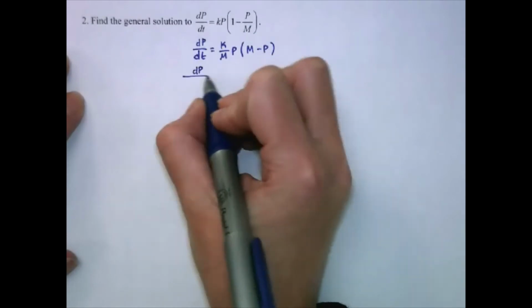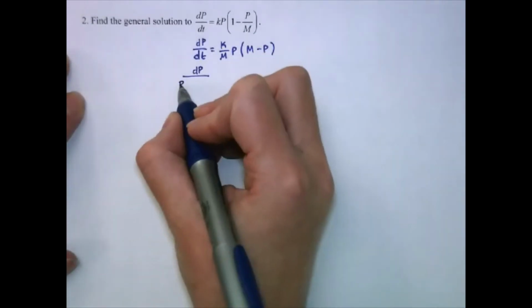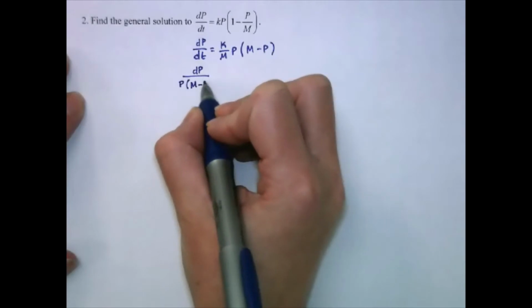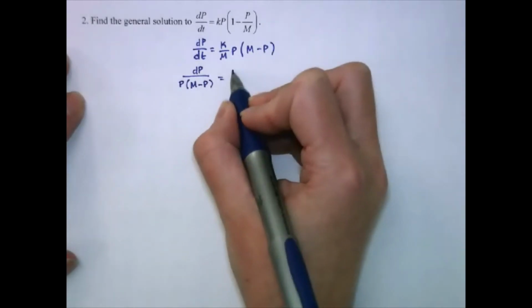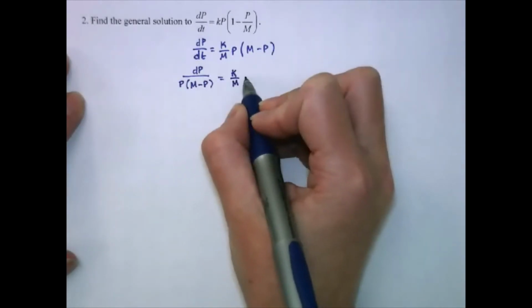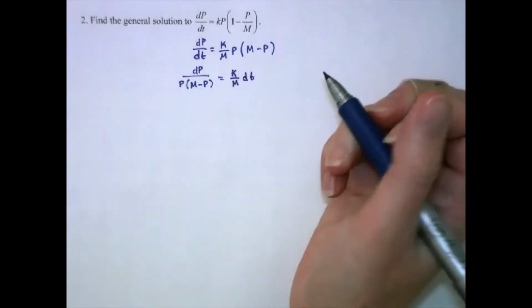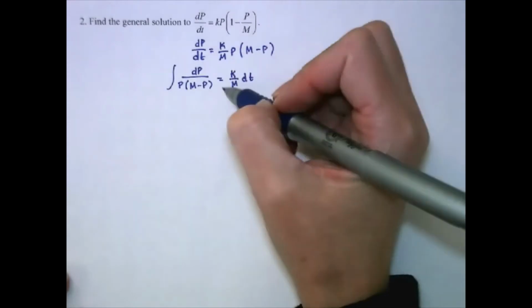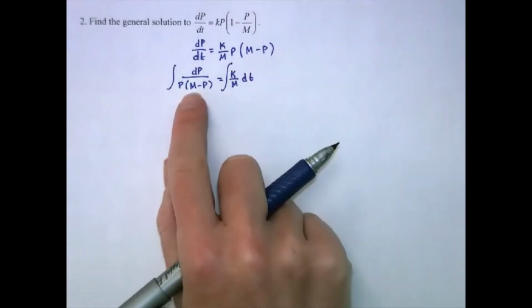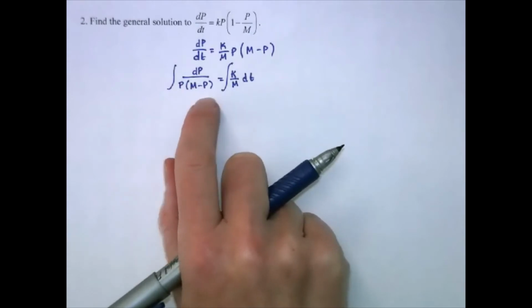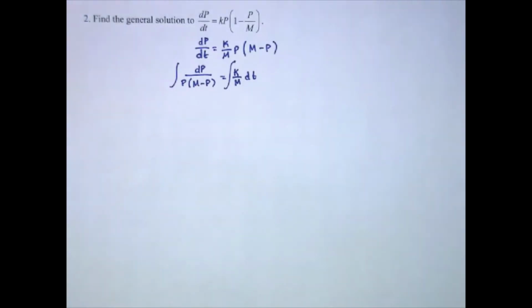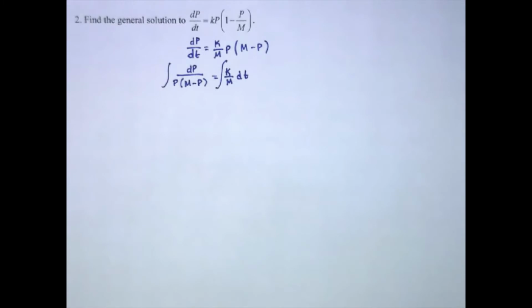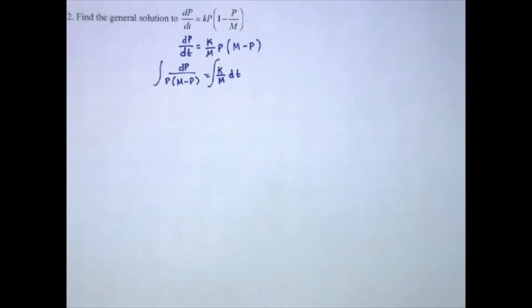Okay, so my next step is to separate my variables. So dp, on this side I'm going to have the p and the m minus p. That's going to equal k over m dt. Okay, we want to integrate this. If we look at this integration, we have 2 factors. So what we're going to use here is partial fractions.